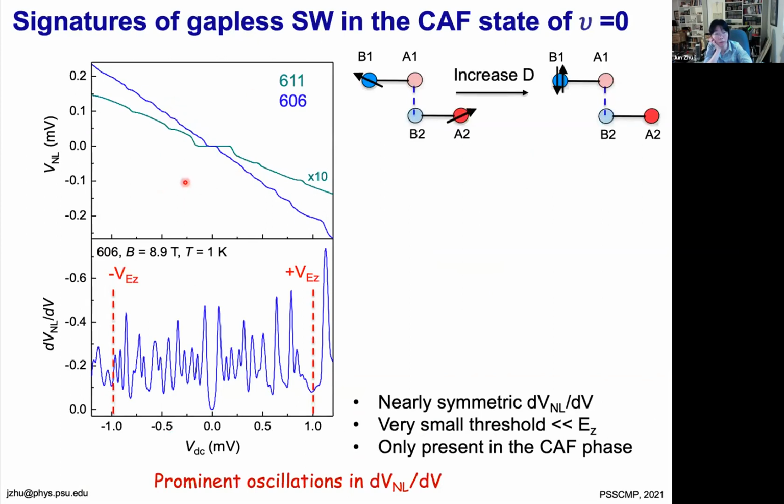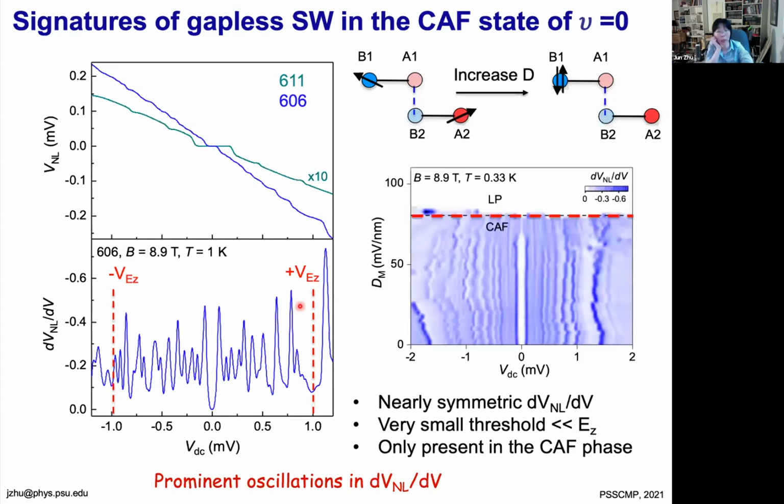So I show you here results from two devices, and you can see this odd function of VNL as a function of bias. I take the derivative of the blue one, and you can see the differential signal. Okay? You can see its symmetry with VDC. You can see that it starts at a very small threshold, much smaller than what the Zeeman energy corresponds to. Okay? And it is only there if we put the nu equals 0 in the CEF phase. The moment we hit the phase boundary, the transition into the non-magnetic phase, the signal just disappears abruptly. So this tells you that indeed, this is the signal of the magnetic order that we are probing here.